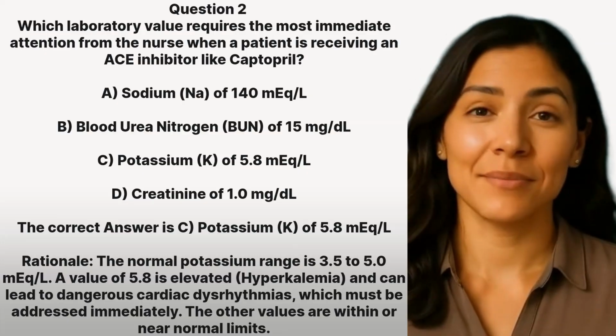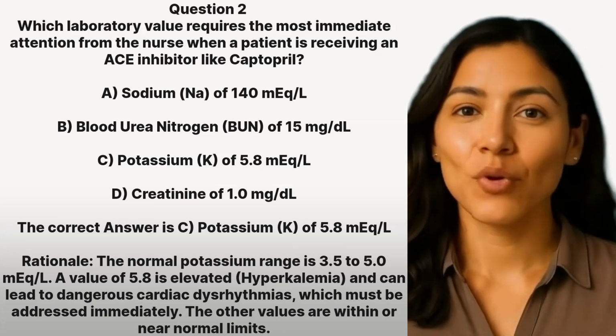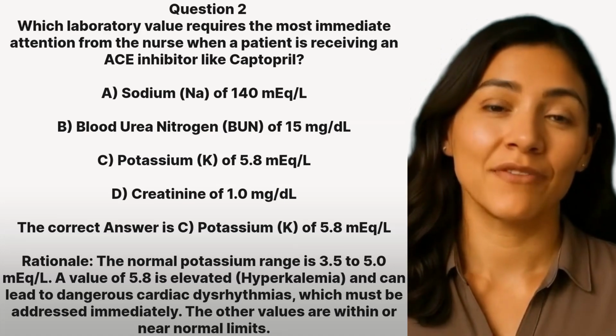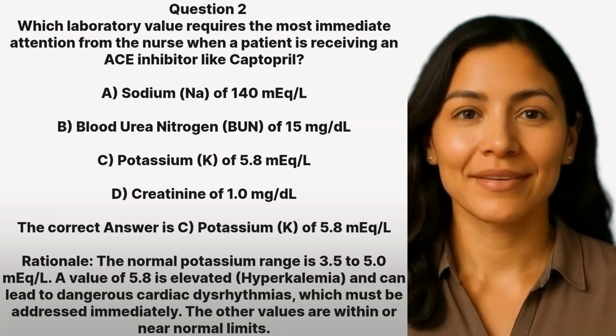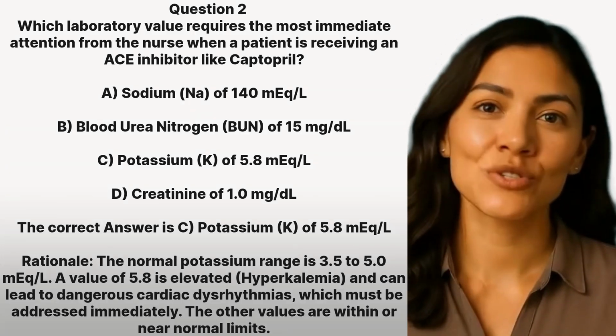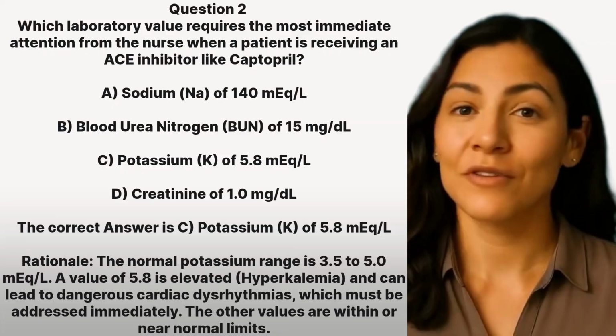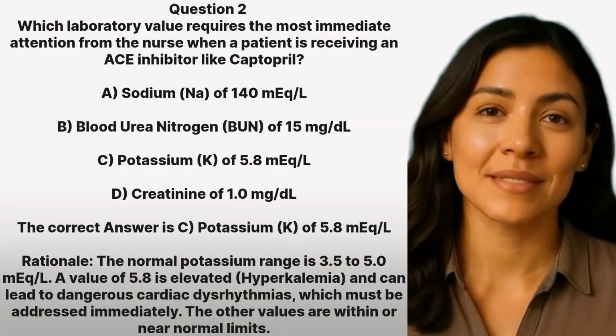The correct answer is C. Potassium K of 5.8 mEq per liter. Rationale: the normal potassium range is 3.5 to 5.0 mEq per liter. A value of 5.8 is elevated, hyperkalemia, and can lead to dangerous cardiac dysrhythmias, which must be addressed immediately. The other values are within or near normal limits.